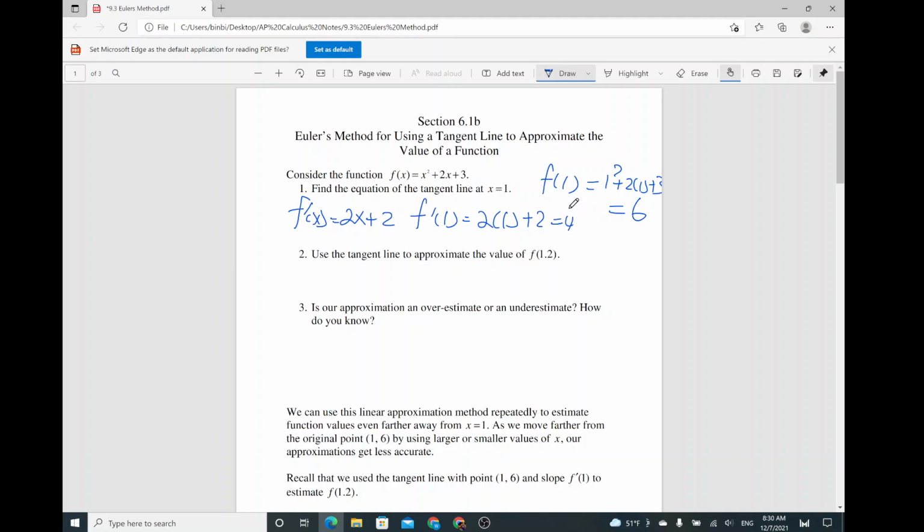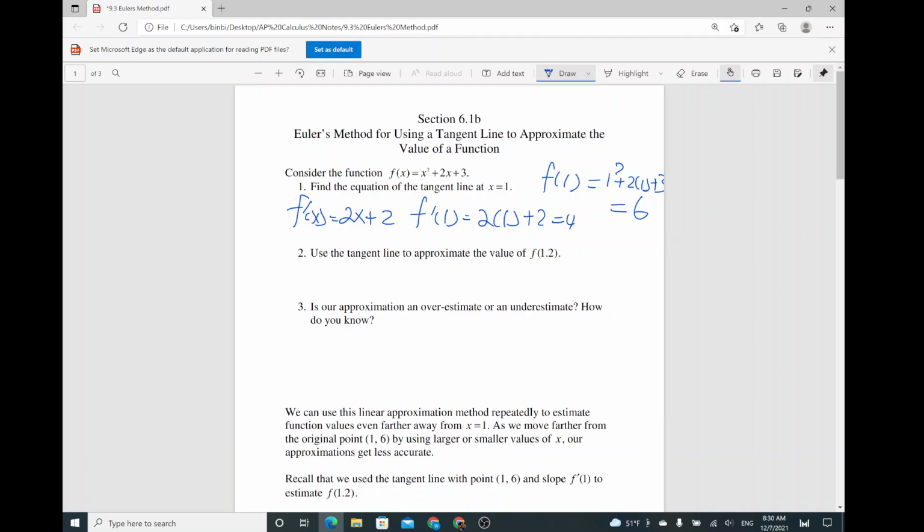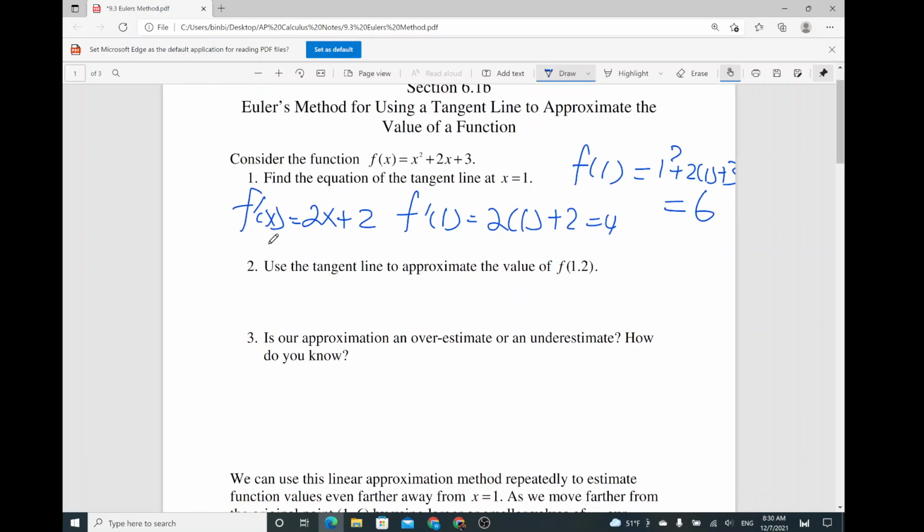And use the tangent line to approximate f of 1.2. So let's set up the equation of a tangent line first, using the point slope form. Let me just enlarge this one, make it bigger. So y minus 6 equals the slope, which is 4, times x minus 1. Simplified, y equals 4x minus 4 plus 6. Distribute the 4 and then bring that negative 6 to the right hand side as 6. So we got y equals 4x plus 2. This is the equation of the tangent line.